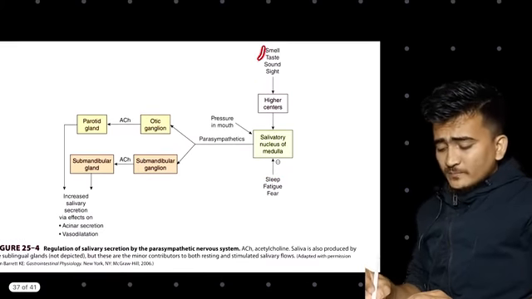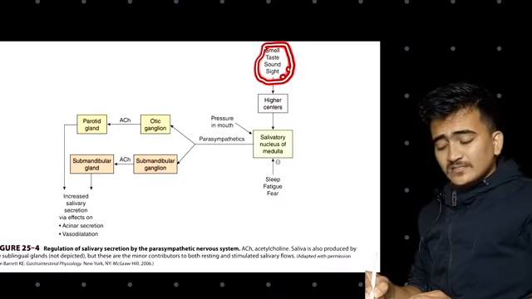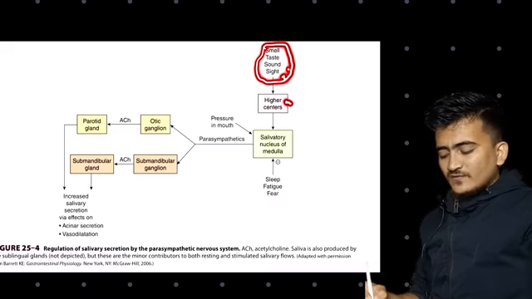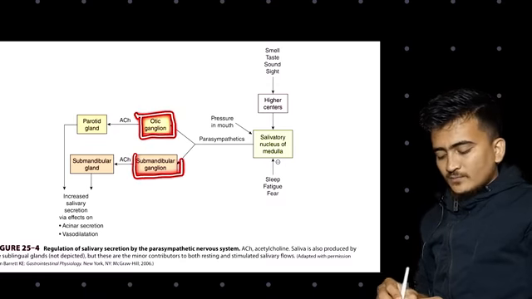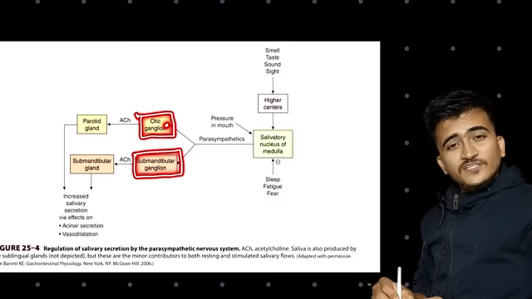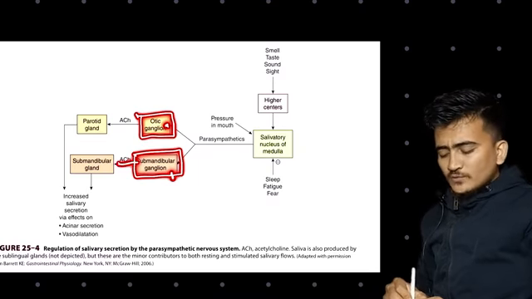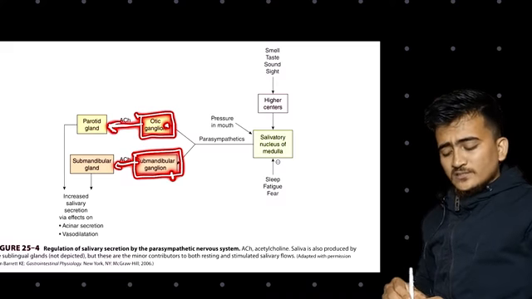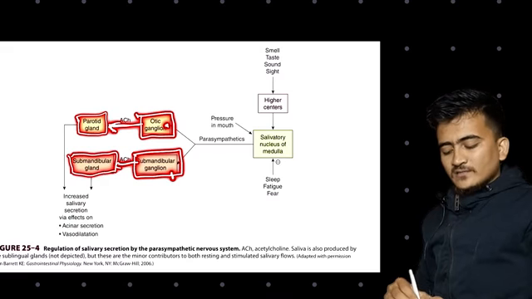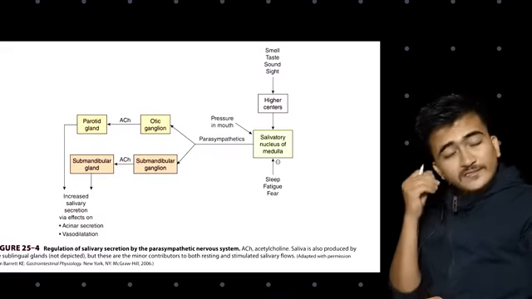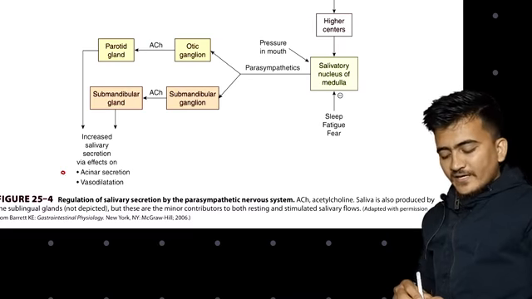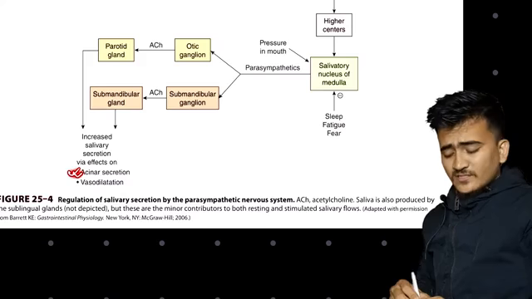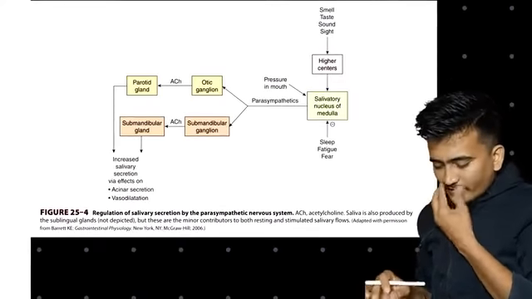Now when we smell, taste, hear, or see food, it will activate the salivatory nucleus of the medulla. Since the otic ganglion is innervated by the glossopharyngeal nerve, and the submandibular ganglion is innervated by the 7th cranial nerve, the facial nerve, they will secrete acetylcholine. As acetylcholine is released, it acts on the parotid gland and submandibular gland, and this results in increased saliva secretion. This also occurs with the help of acinar secretion and through vasodilation. Okay, this is the diagram.